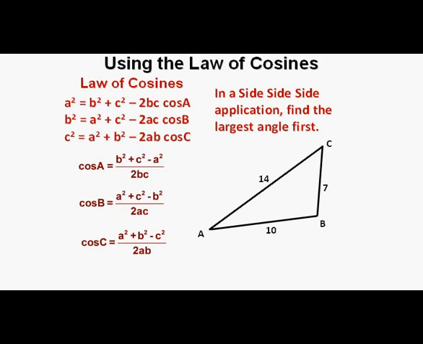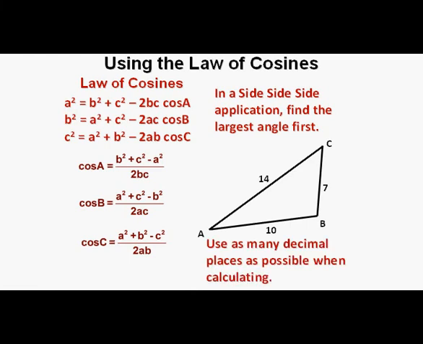And finally, go out to as many decimal places as possible when calculating answers and leave in the calculator's memory an intermediate solution whenever possible. This technique will improve your accuracy. This has been Using the Law of Cosines.